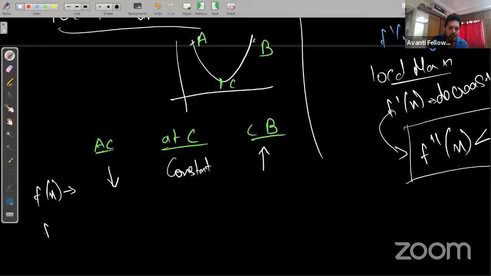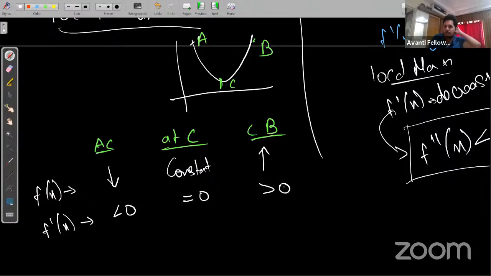Help me. F dash of x, first derivative. Guys, first derivative kya hoga? If f of x is decreasing, its derivative will be less than zero. Negative, na? So it is less than zero. If f of x is constant, for any constant, if you derive, the f dash of x will be equal to zero. And for CB, what is f dash of x? It is greater than zero.